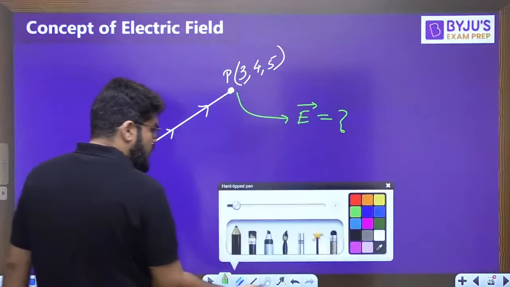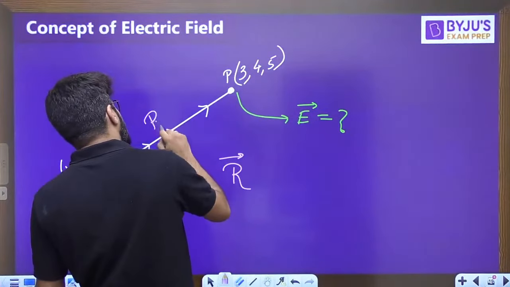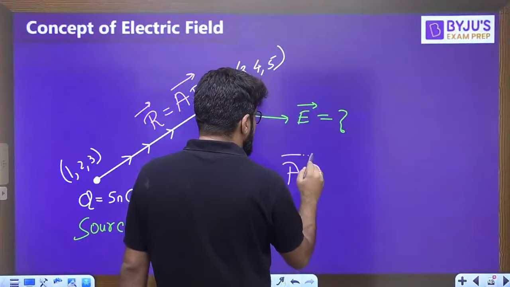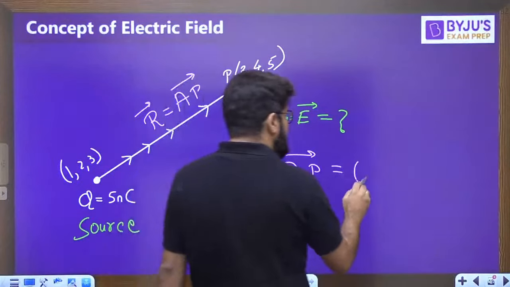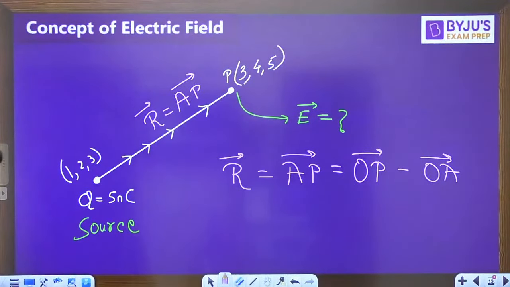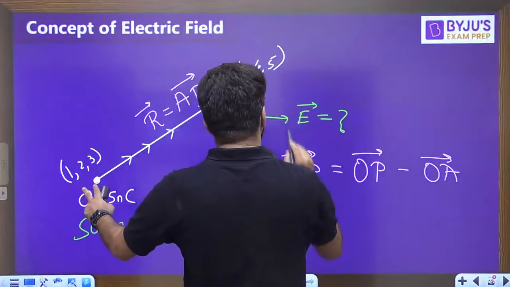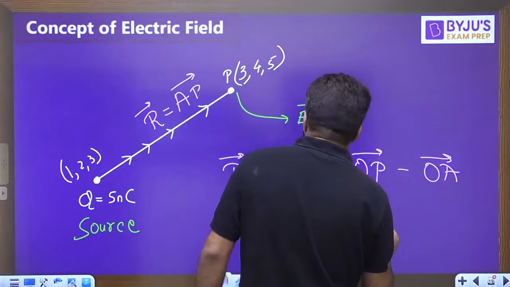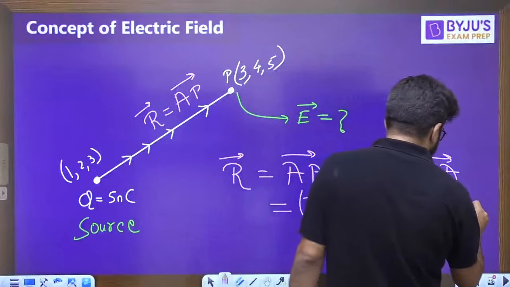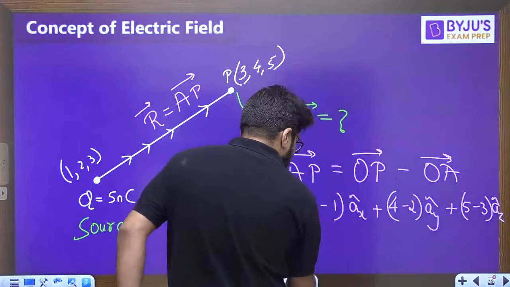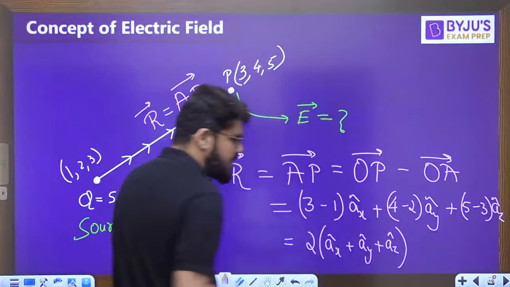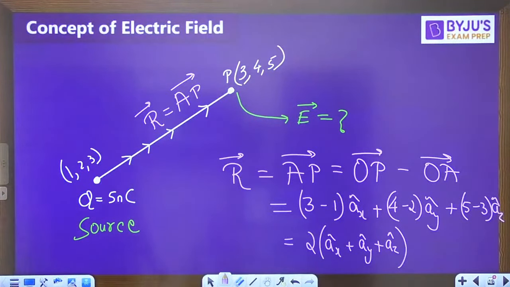First of all, let us evaluate the vector R. The vector R, as we all know, is the vector from the source to the point of observation, that is the vector AP. How do you calculate the vector from one point to another? It is the position vector of P minus the position vector of A, as I described yesterday, step by step. When you subtract the position vectors, corresponding x to x component, that is 3 minus 1, AX. Y to y component, 4 minus 2, AY. Z to z, 5 minus 3, AZ. All of these are 2, common, so it is 2 AX plus 2 AY plus 2 AZ. That is the vector R.